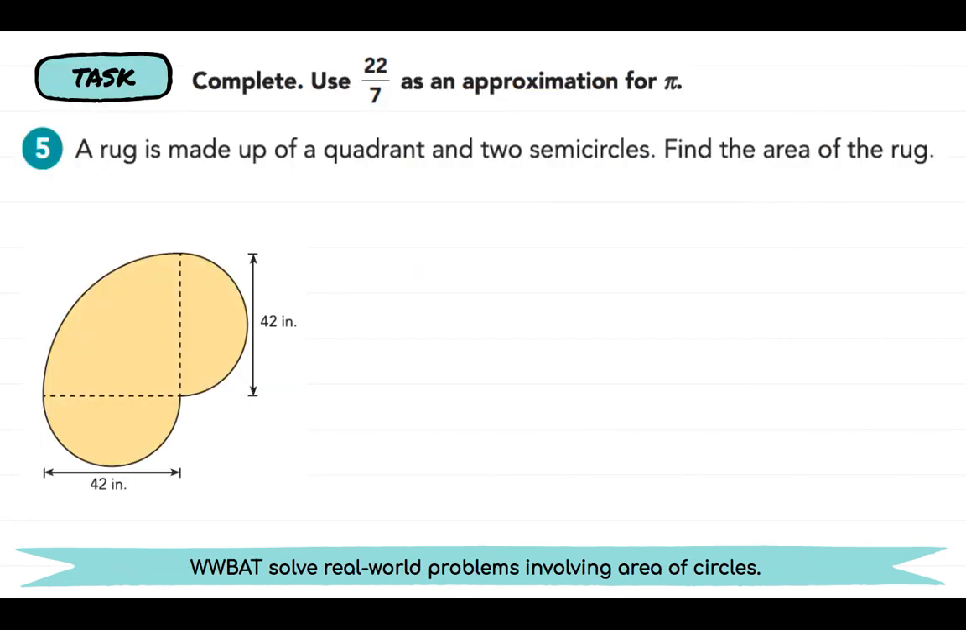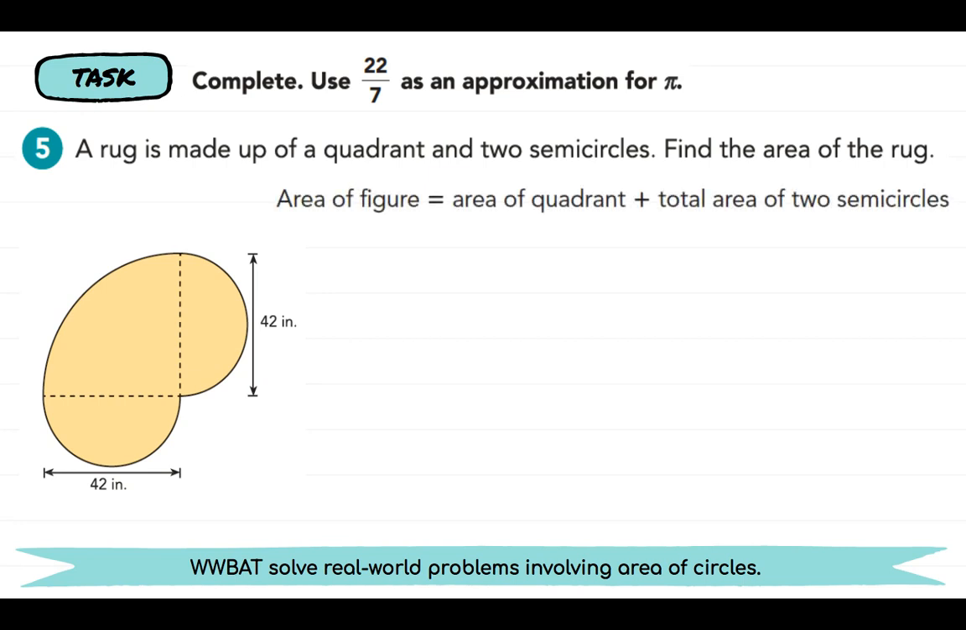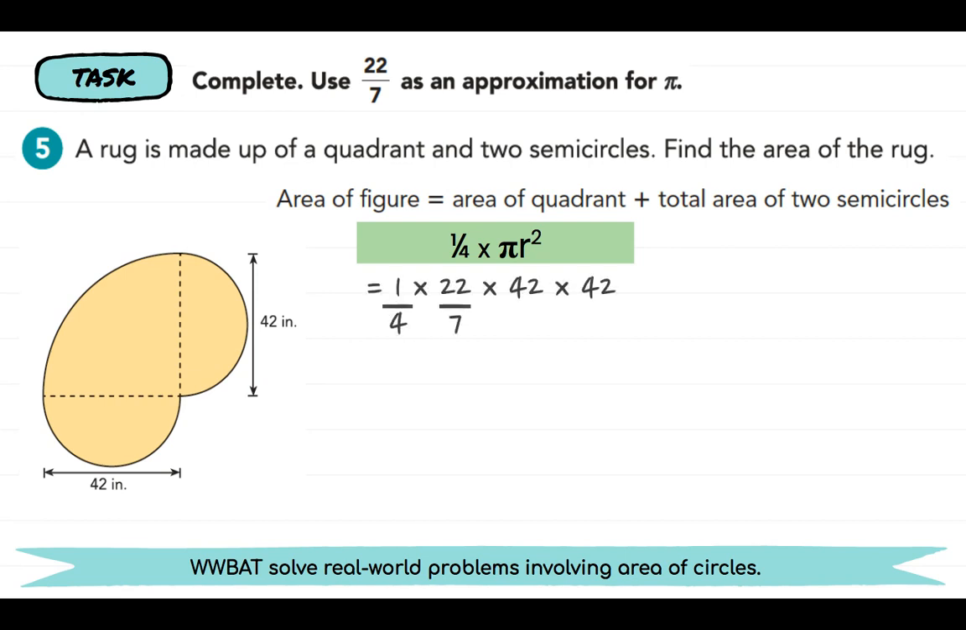So for the next practice task, you're going to complete task number 5. A rock is made up of a quadrant and 2 semicircles. Find the area of the rock. Now, to find the area of the total rock, you have to find the area of the quadrant and the area of the 2 semicircles. Now, the area of the quadrant can be found using the formula 1/4 times pi r squared. And the radius of this semicircle is 42 inches.